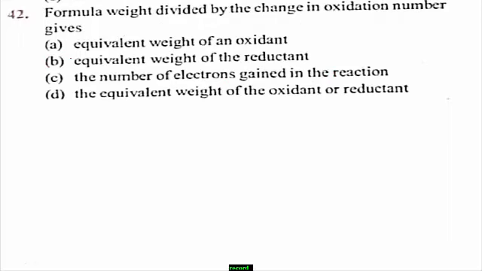Next, question number 42. Formula weight divided by the change in oxidation number gives one of the theoretical concepts. This is a formula based question. Option A, equivalent weight of an oxidant. Option B, equivalent weight of the reactant. Option C, the number of electrons gained in the reaction. Option D, the equivalent weight of the oxidant or reductant.